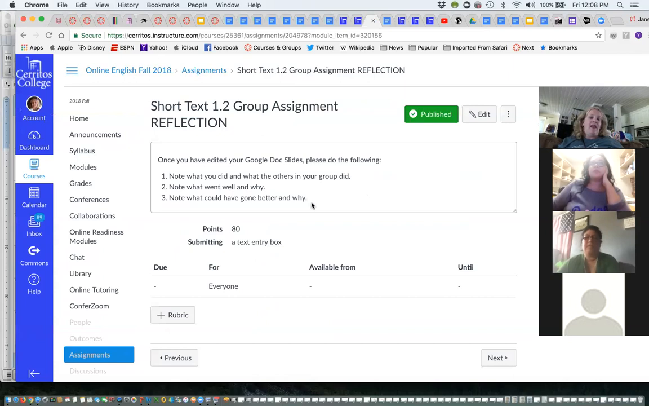And note what could have gone better. What went well, then I'll be like, yay, this went well. What could have gone better? Some of this is just not going to go well because it's the first time. It has little to do with my instructions. But some of it could have gone better because my instructions suck. Who knows, right? So that's what you're going to do for this.